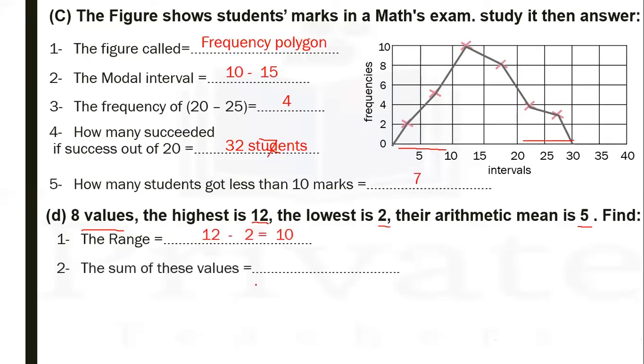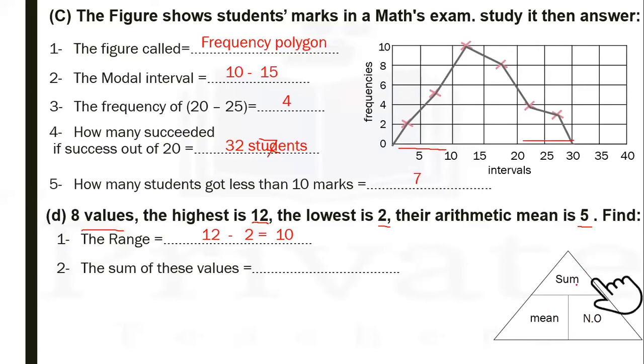The sum of these values. Here we can use this triangle. This is the sum, this is the mean, this is the number of observations. To find the sum, we just have to point to the sum and then cover it with our finger. So the sum is equal to the mean times the number. So we multiply the arithmetic mean by the number of values. The arithmetic mean is 5 and the number of values is 8. So we say 5 times 8, which is 40.